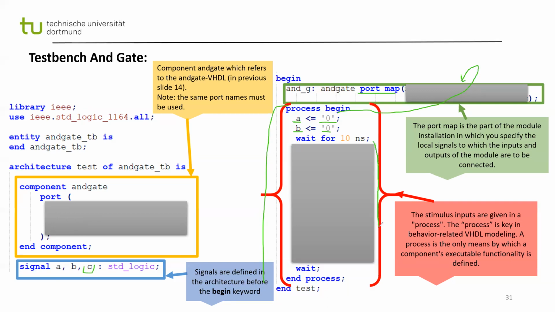Here, in this gray area, you can give more stimuli to our signals A and B. We finally wait and end the process, and finally end the architecture declaration.